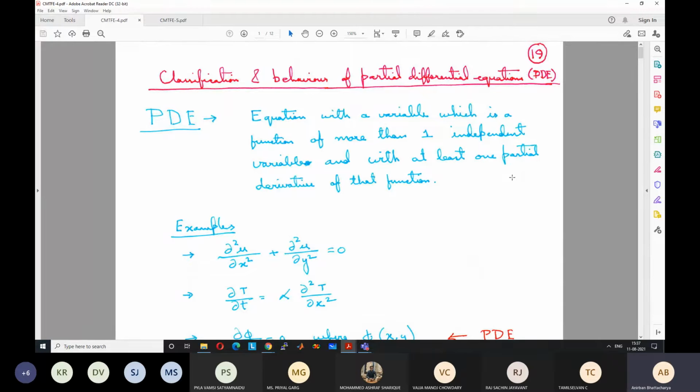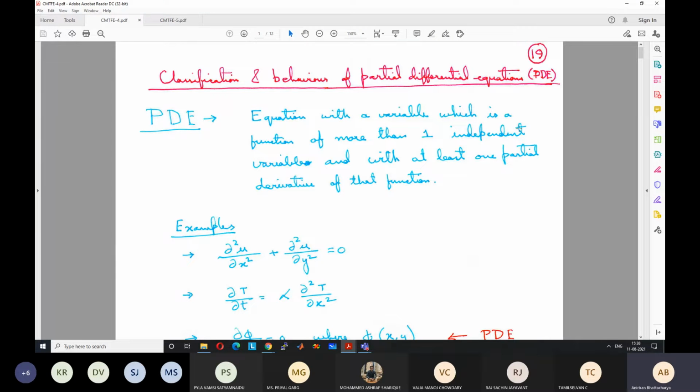So for example, I have a variable phi. If it is only a function of x, so if phi is equal to phi(x), then if there is a differential equation based on that, I cannot call it a PDE. It will be an ordinary differential equation. If phi is a function of, say, x and y, and there is a differential equation based on that phi, then it becomes a PDE.